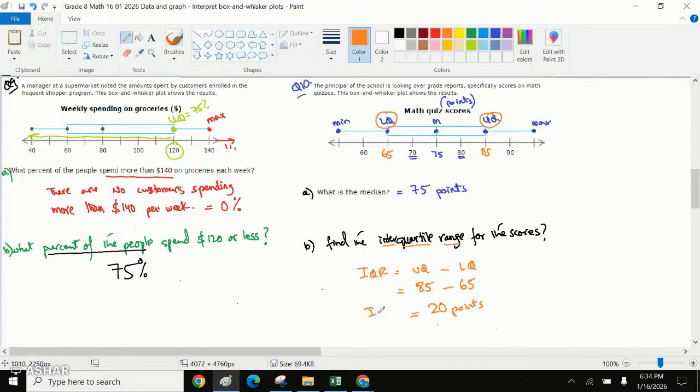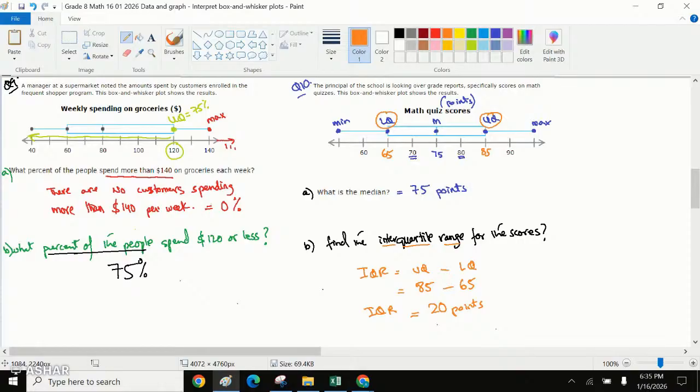So we can say that the middle 50% of the scores had a range of 20 points. See, let's suppose there were 20 students. What is 25% of 20? That is 5. That means 5 students got the lower quartile score, which was 65. What is 75%? That is 15, right? So 15 students scored around 85, the maximum score.